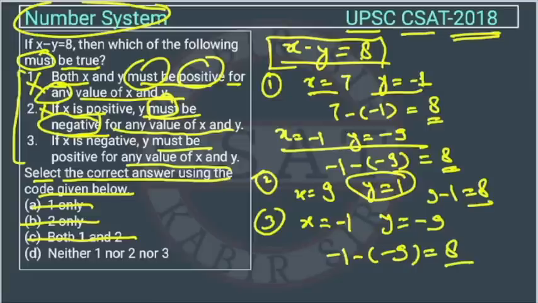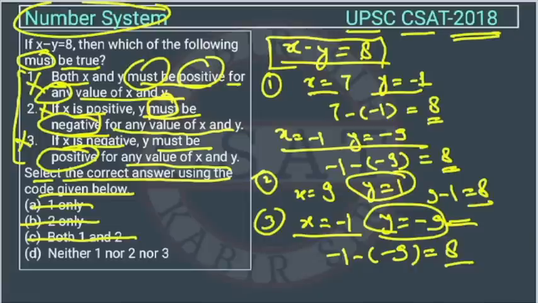But he is saying x is negative, right? Y must be positive. Y को हमने positive लिया ही नहीं है, हमने we took negative. So this statement is also wrong, right? So the answer of this question is option D.